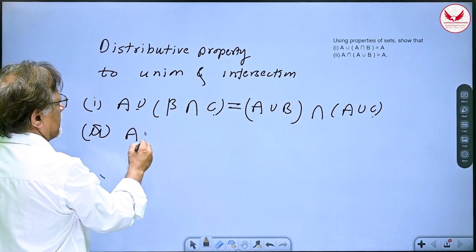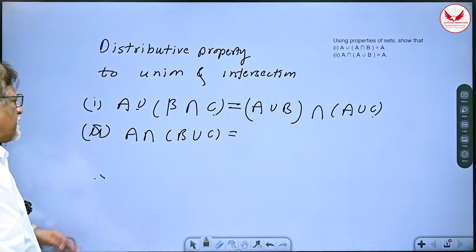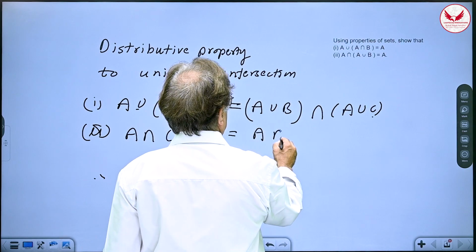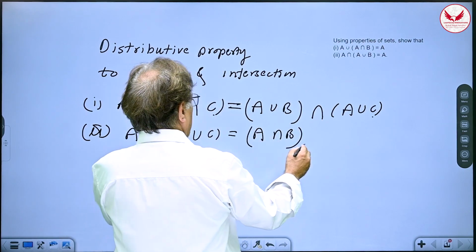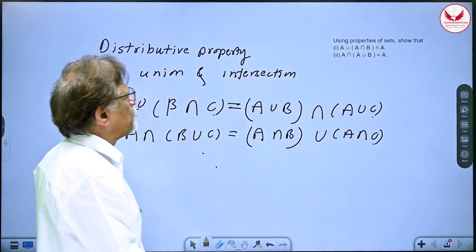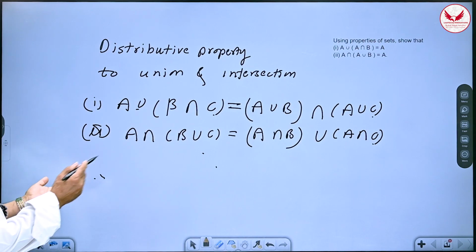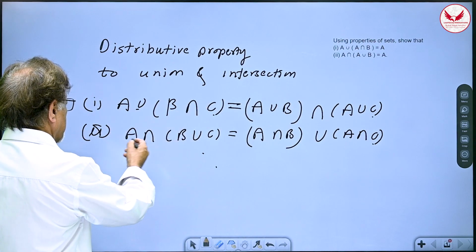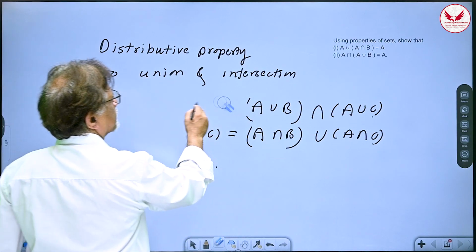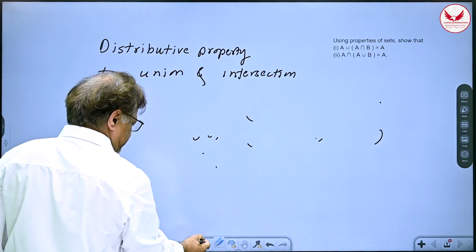That means A intersection B union C. Now here intersection is being distributed on B and C. So A intersection B union A intersection C. These are the two properties, and by using these two properties, these two statements can be proved very, very easily. So do you understand this? Now I'm going to remove this and let us see. Let us talk about the first question.